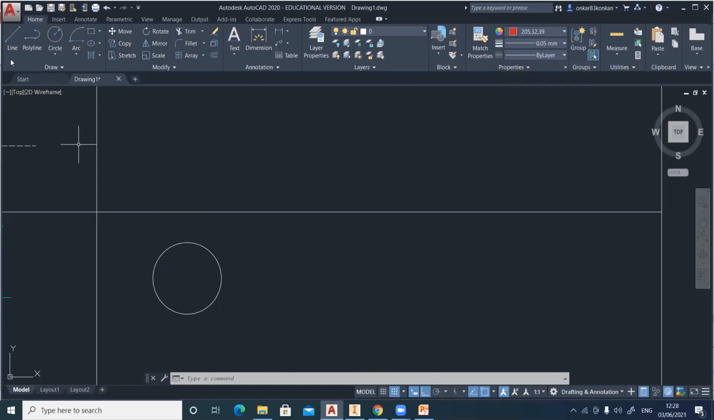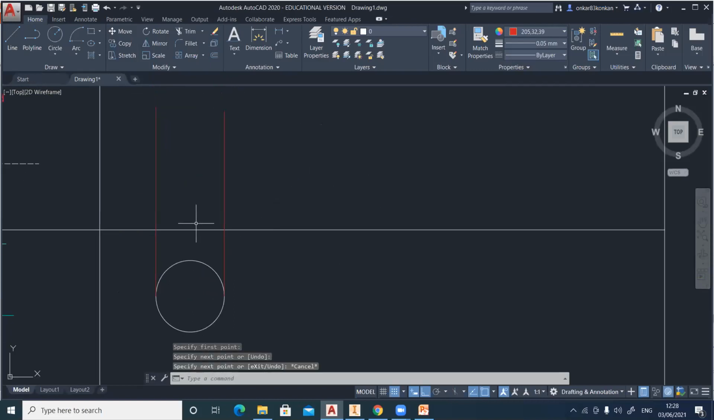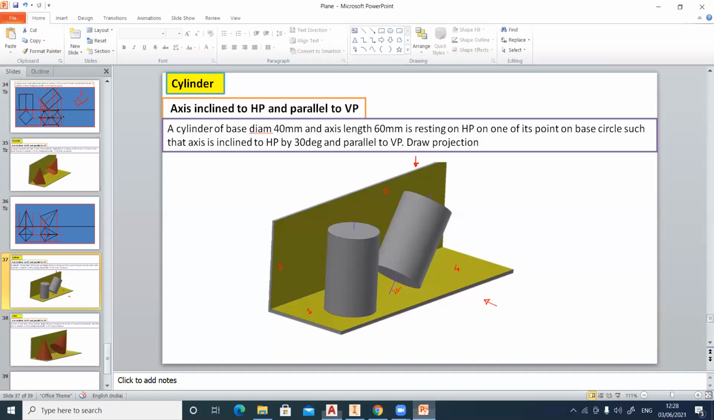Now, to complete the front view, take the projections. Draw the vertical lines. Now take the height equal to 60 mm. In the front view, we will just observe one rectangle. You can observe this in the 3D image. In the front view, it will be just a rectangle, and its height will be 60 mm.